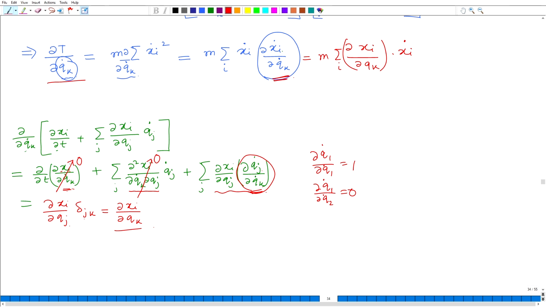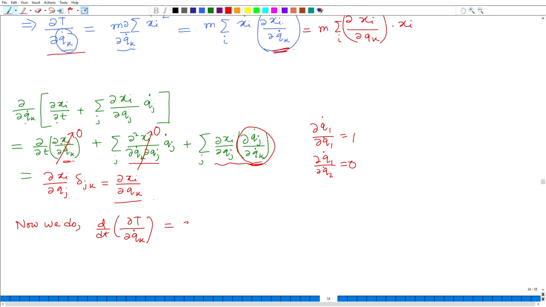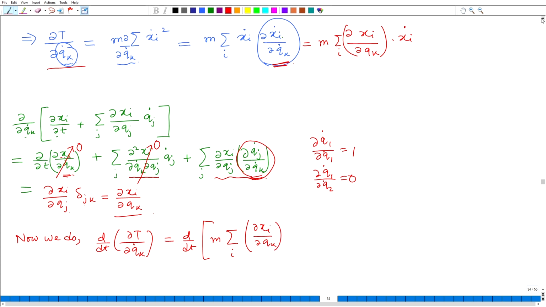Okay. So, this is something very interesting. Now, if I do a d/dt of this quantity, that is, d/dt of ∂T/∂q̇_k, it is nothing but d/dt of m summation over i ∂x_i/∂q_k times ẋ_i. That much I can say.